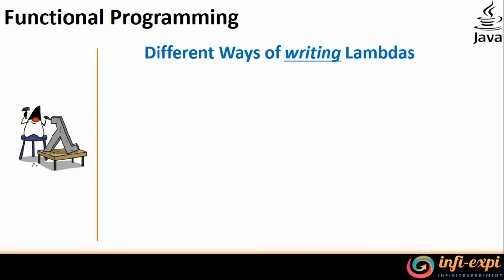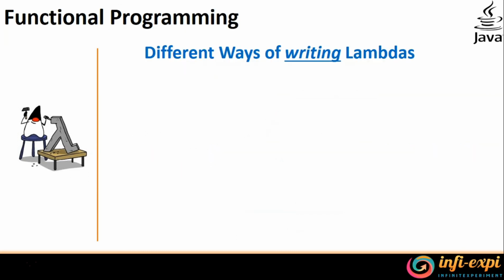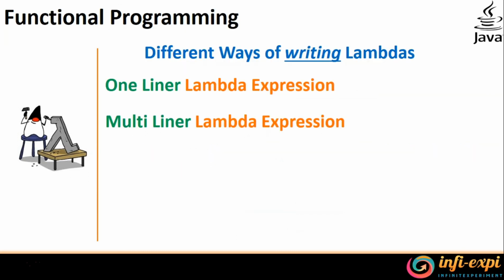What are the different ways to write lambdas? This is the last abstract slide that we are going to discuss, and then we will go on with the demonstration. The different ways of writing lambdas start with the one-liner lambda expression, which I was briefing just now. But you can also have a multi-liner lambda expression. By using open and close curly braces, you can enclose multiple lines, much like your anonymous inner class block.